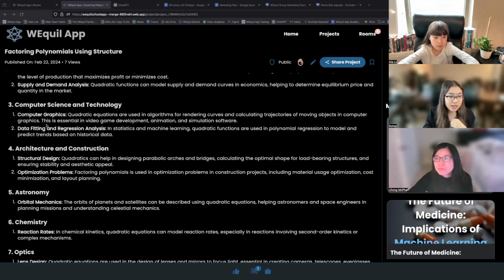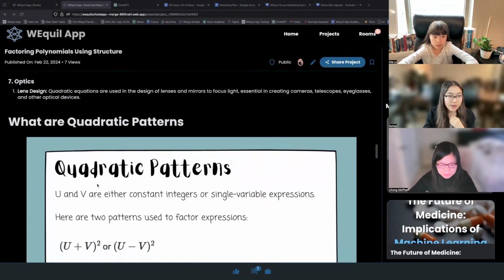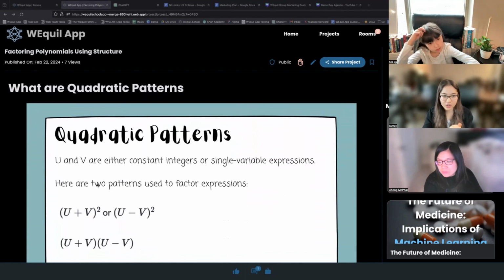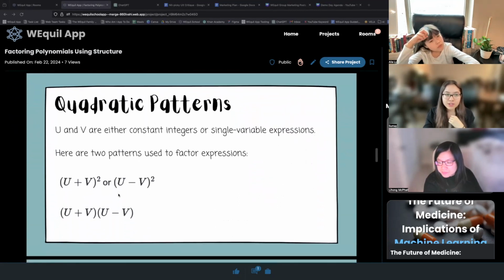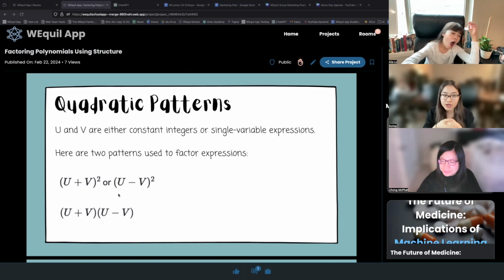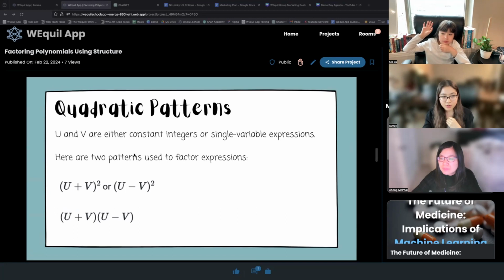Yeah, there's a bunch of others here that can be cool, but we can now move on to the actual subject of this, which is how do we factor polynomials using structure. The reason why I covered all of this, giving you the basics of what quadratics are, is because there are certain patterns when it comes to solving quadratic equations that can be used to solve these problems more efficiently. So there are 2 general patterns of solving quadratics.